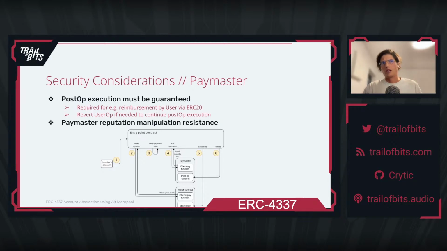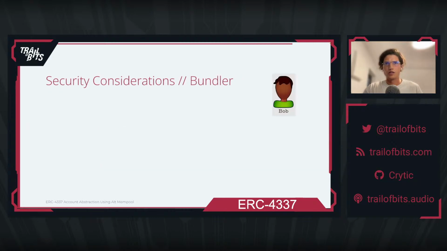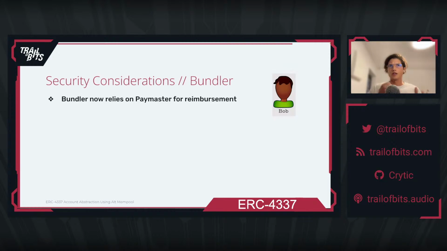And there's also a paymaster reputation system, which I'll go into in a bit, and we want this to be manipulation resistant. So some considerations as the bundler. The bundler now, instead of relying on the user to reimburse him, relies on the paymaster instead. That means, for Bob, a user op revert is acceptable.